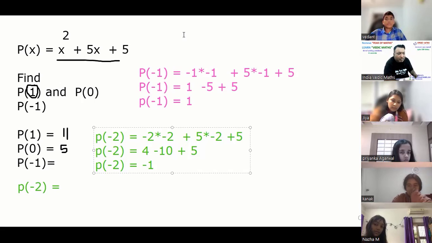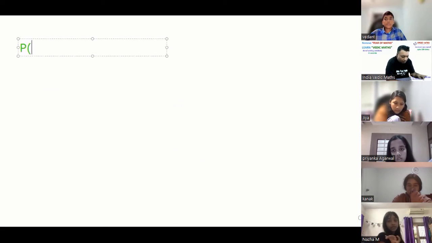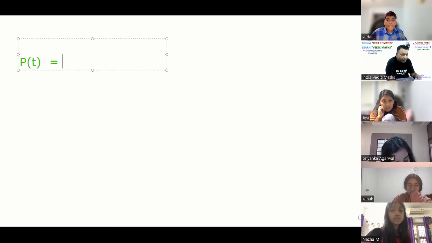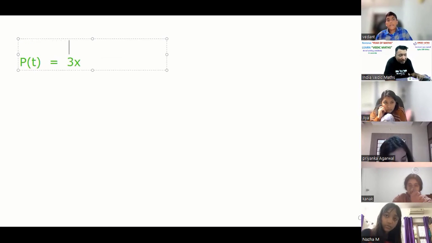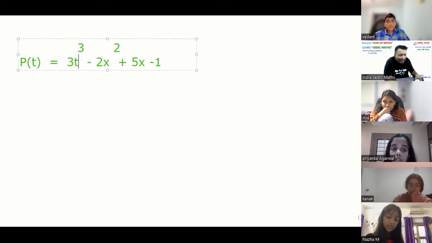Let's make it more difficult. The last one. P of t, small t, equal to 3x cube, I'm going to make it very difficult, 3x cube minus 2x squared plus 5x minus 1. See the polynomial now? Okay, it's my mistake, sorry. There has to be t here. I'm writing t there and replacing x here. The polynomial is about t, right?